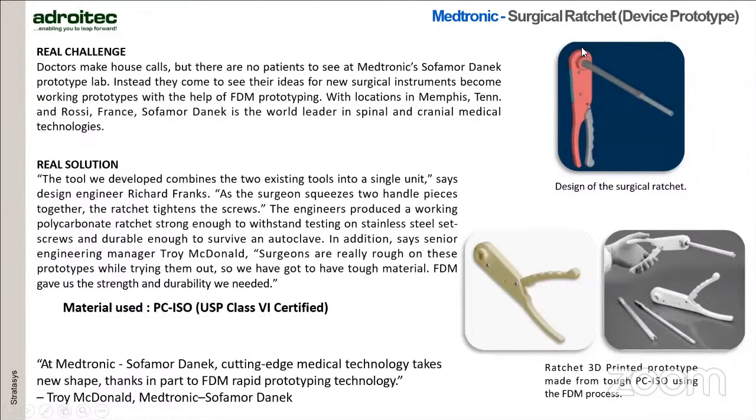The total handling surgical ratchet they are printed in polycarbonate, which is ISO certified, where it can withstand these steel screws and which are durable enough to survive an autoclave. In addition to that, they are now developing the total part in 3D printing, which is in FDM technology. So they don't want to increase the weight of this ratchet. And recently they have totally developed this part into plastic material.